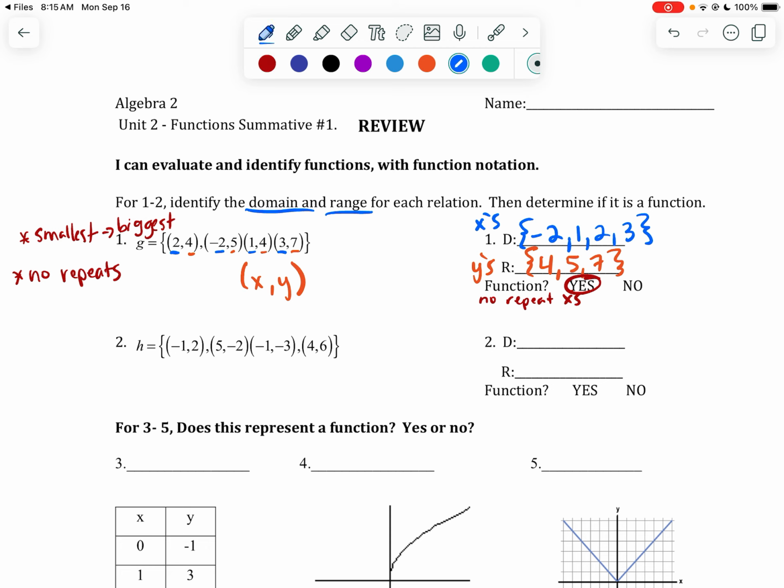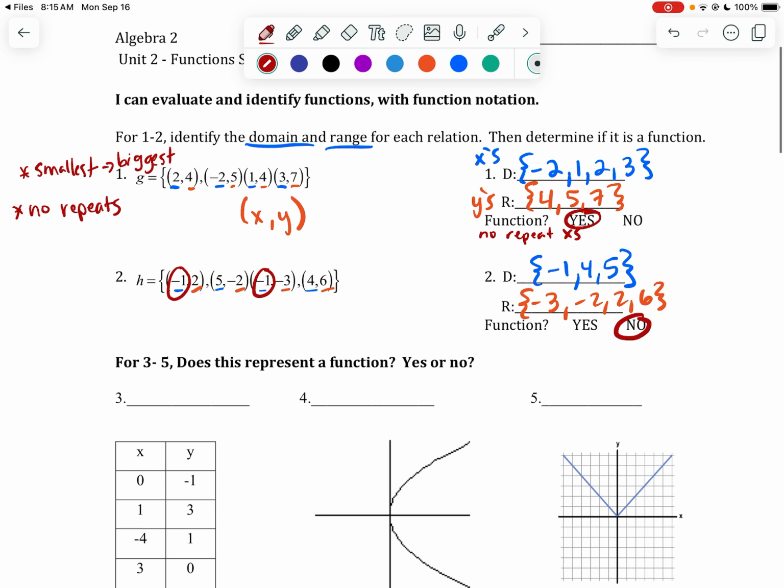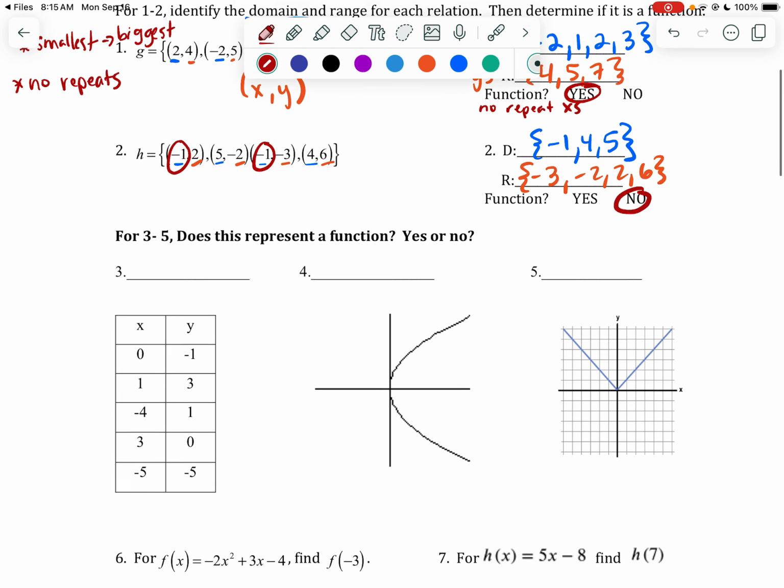Okay, so this one, your domain, your x values, will go -1 first. Now there is another one, but we're just going to write it once, and then 4, and then 5. And then your y values, the smallest one would be -3, then -2, 2, and 6. Okay, then hopefully you said that this one is not a function because there's a repeating x value. Okay, so that -1 that happens twice means it's not a function.